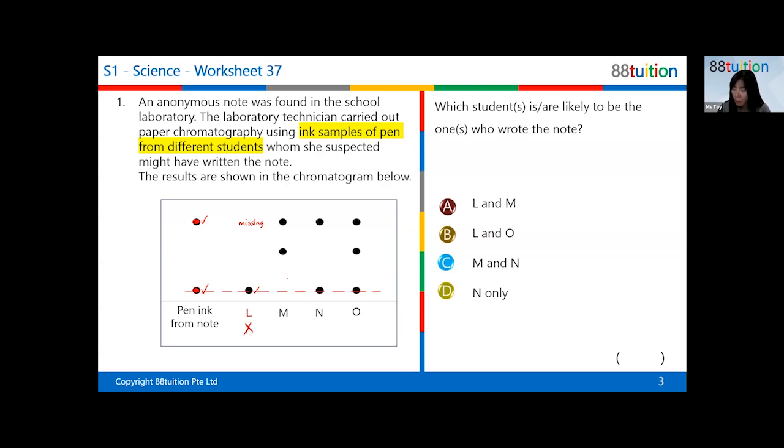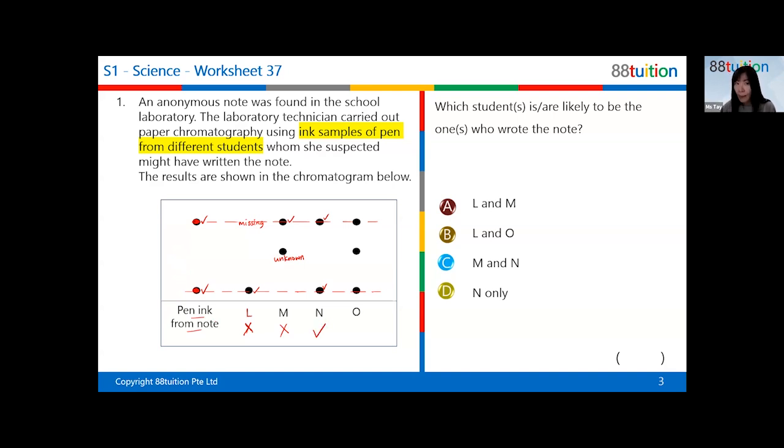We look at M. Yes, there is this spot here that seems to be travelling the same distance as the pen ink from the original note. Yeah, but this is an unknown spot. Okay, so the unknown spot, it didn't appear on the note side. Therefore, M is not the pen that we are actually looking for. Look at N now. Both these spots are exactly the same in terms of the distance travelled compared to the pen ink from the note. So therefore, this is our suspect.